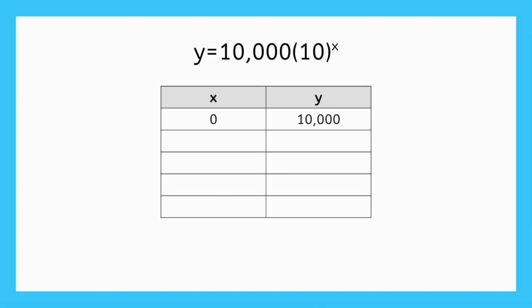I'm not using negative x values like -1 or -2 here because those don't make sense in this context. That would be like time in the past, and I wasn't investing this money back then.